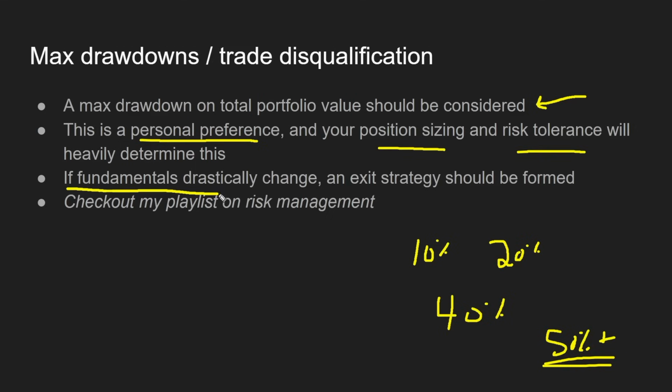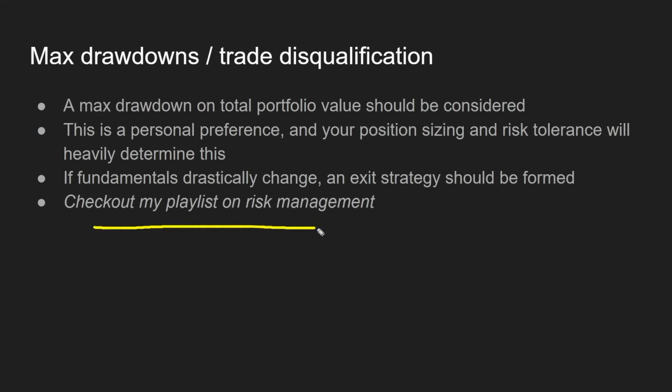So if fundamentals drastically change, an exit strategy should also be formed. I do have a playlist, by the way, on risk management, and there are many ways to manage risk beyond just having a technical stop order in the markets, right? There are many ways to manage risk: diversification, having a max drawdown, spreading your bets, dollar cost averaging with small enough size. There are many ways to manage risk beyond just a stop loss. A stop loss is a very popular way to do it, but it's not the only way.